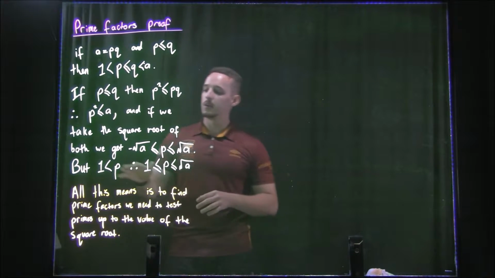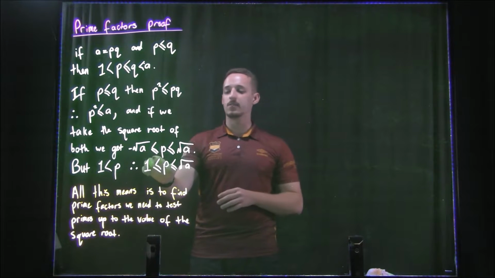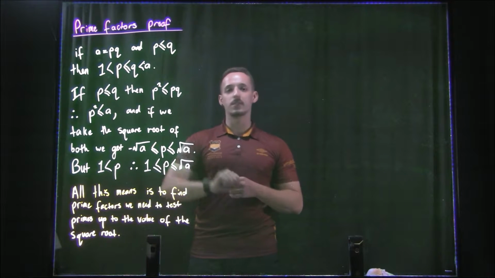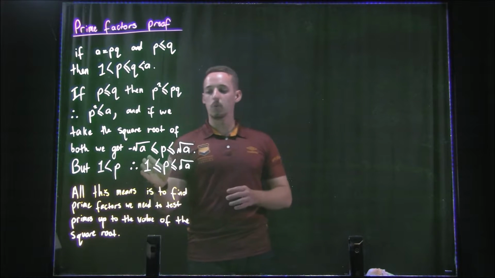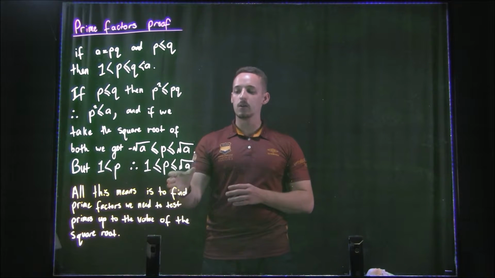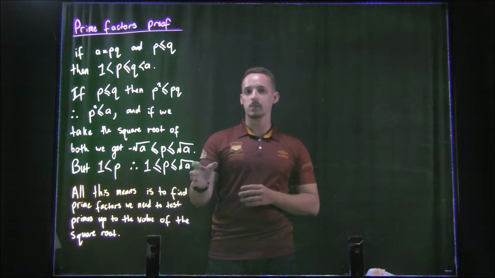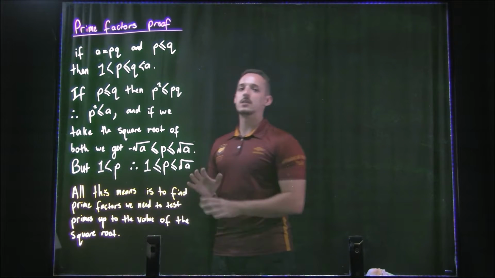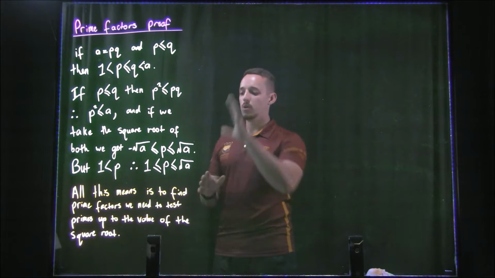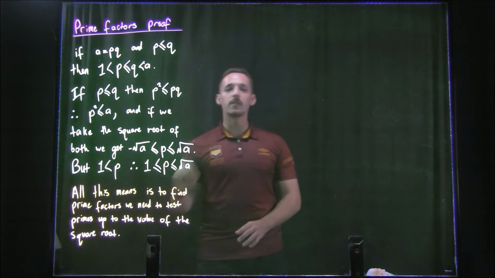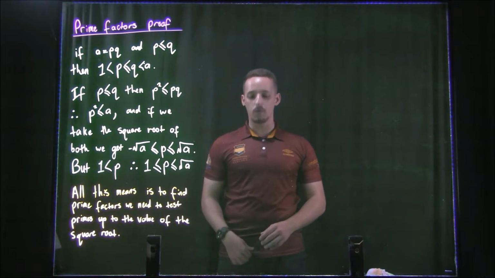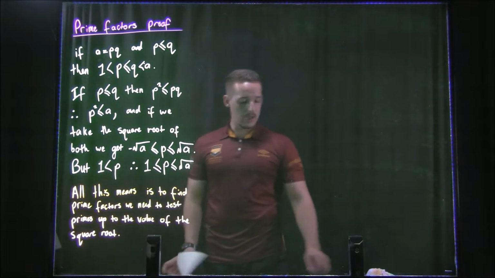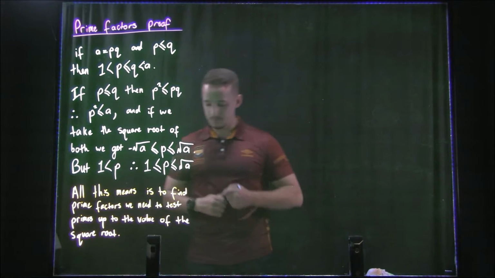So with that, if we get that negative root A is less than or equal to P, which is less than or equal to root A, but 1 is less than P, then 1 is less than P, which is less than or equal to root A. Now this might seem really complicated, and it is as a proof. It proves the theory. All it means is to find the prime factors of a number, we need to test primes up to the value of the square root. And we're going to give an example right now.